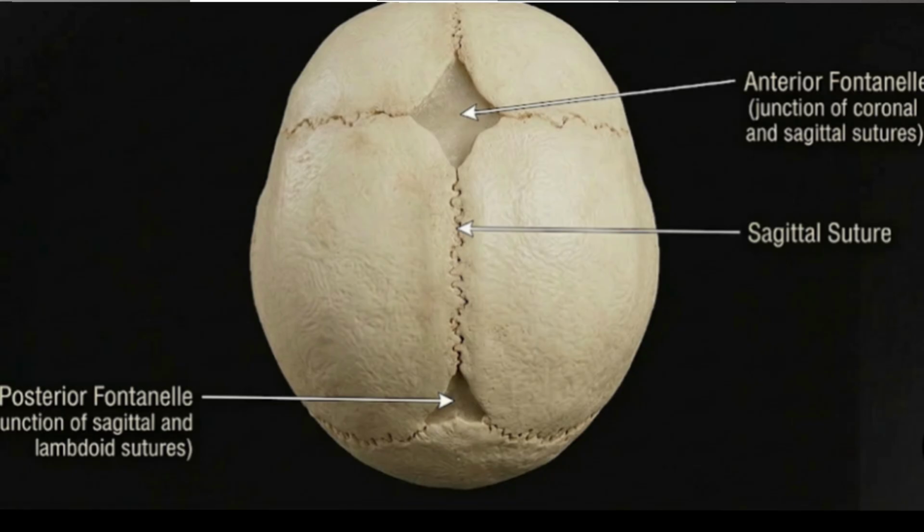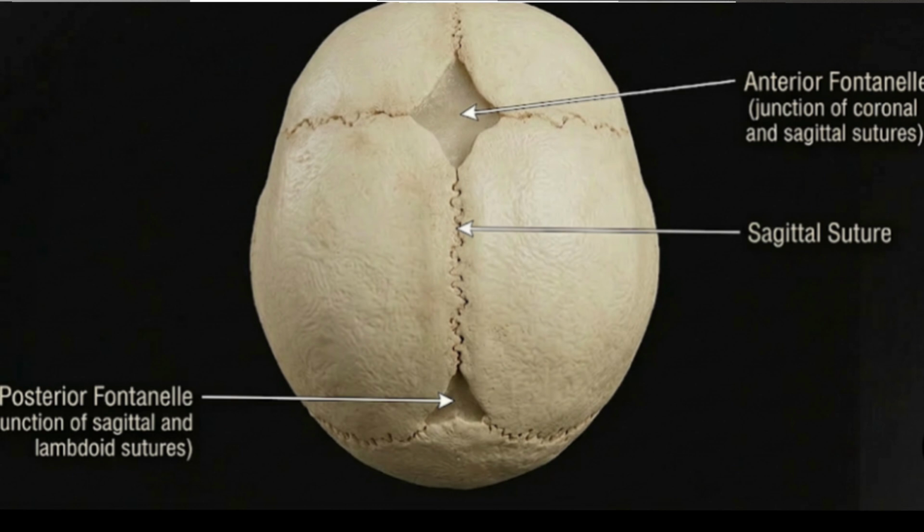The next thing is, these fontanelles can be used to assess the fluid status of the baby. If the anterior fontanelle is bulging, it represents raised intracranial pressure, but if it is depressed, it represents decreased intracranial pressure, which is most commonly due to dehydration.